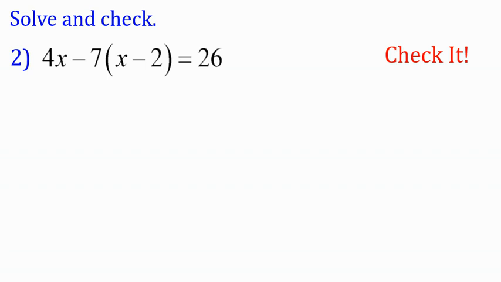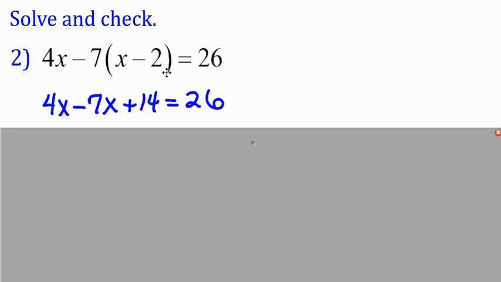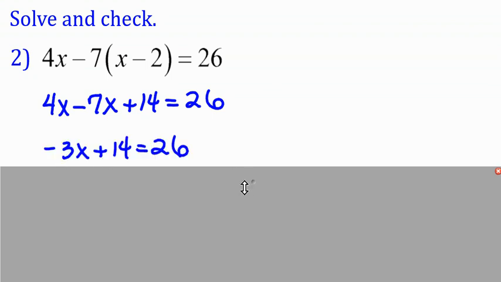So let's try another one. Here we have 4x minus 7 times the quantity x minus 2 equals 26. So again, let's think about how we would have to evaluate this. So we'd have to distribute the negative 7 to each part of our quantity here. So we would have a negative 7x and a positive 14, because a negative times a negative would give us a positive. We're going to look to see if we have any like terms that we can combine. And this 4x taking away 7x would give us a negative 3x. So we have negative 3x plus 14 equals 26.